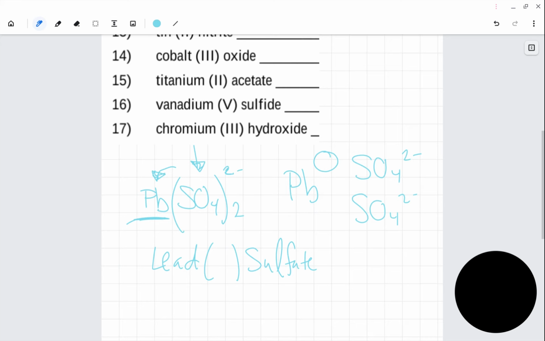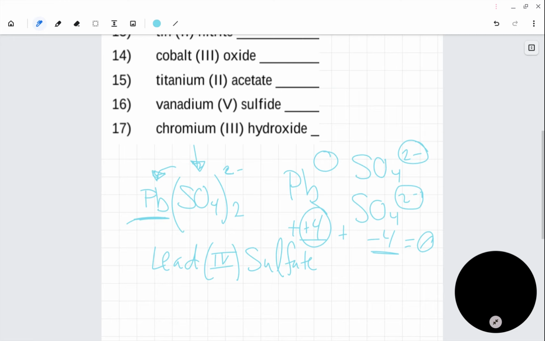So you're going to think to yourself, well, I've got something that's positive, and if I add -2 plus -2, I have -4 for my anions. I have to get 0. That means that this had to be a positive 4. So because of that, I'm going to write the Roman numeral 4 in parentheses, and that is lead(IV) sulfate.